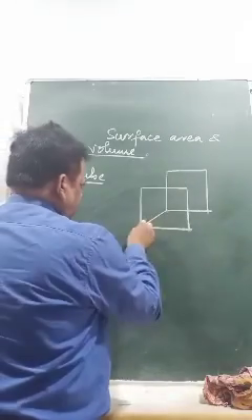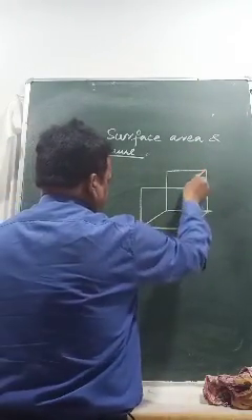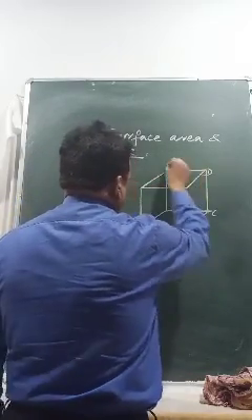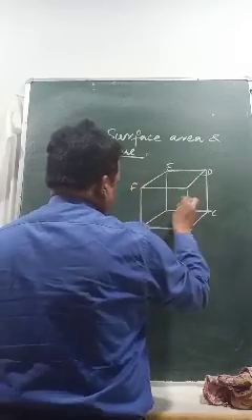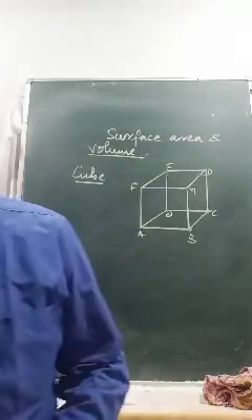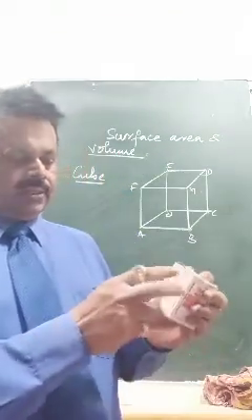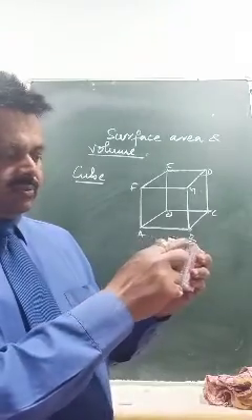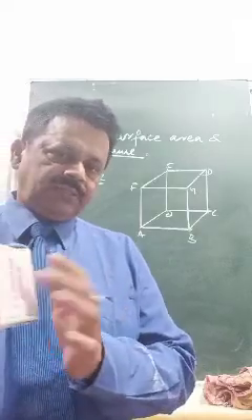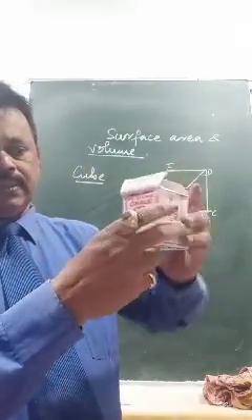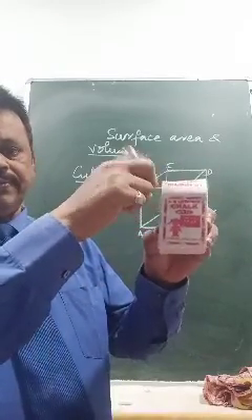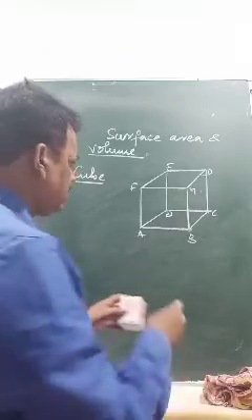Okay, how many sides do you see here? A, B, C, D, E, A. If you look at this chalk box, how many faces? First, one face, two faces, just opposite. Then 3, then 4 opposite, then 5, then 6. All the sides are equal.